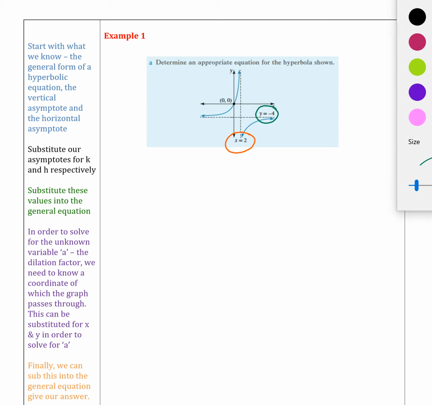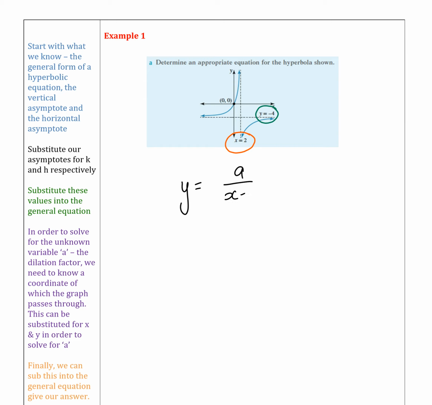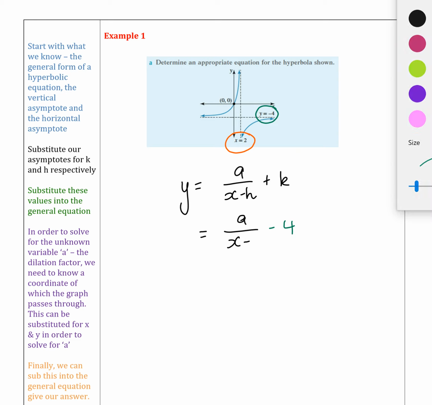So if I start with my very basic equation, y equals a over x minus h plus k, I now have some values for h and k. So we could say y equals a over x minus 2 plus negative 4. So that's going to become minus 4, and we'll sub in that 2 just so you can see where everything's coming from. Now, I've still got this a, this dilation factor. I'll need some other piece of information in order to solve for it.